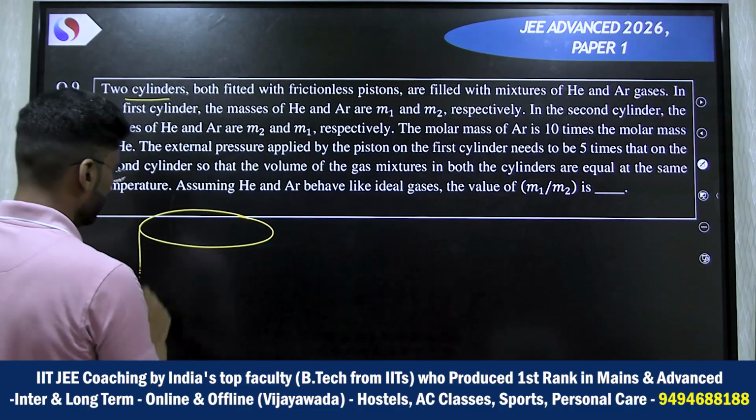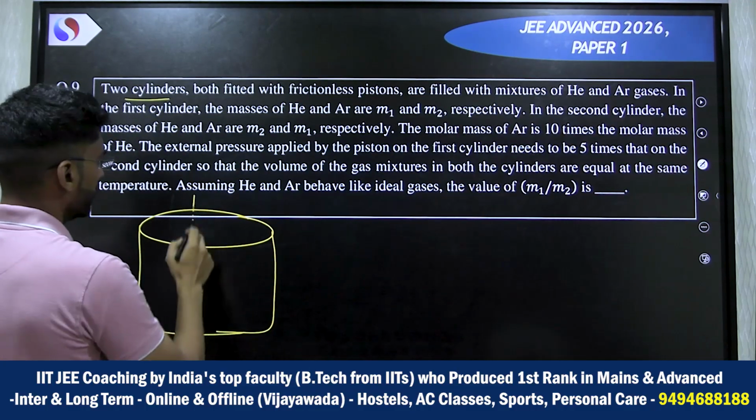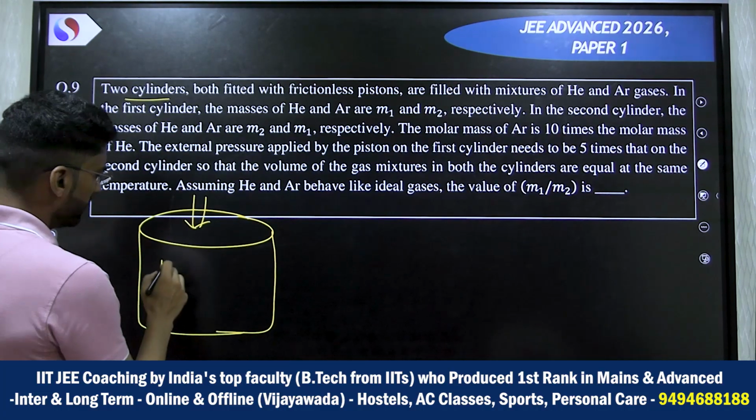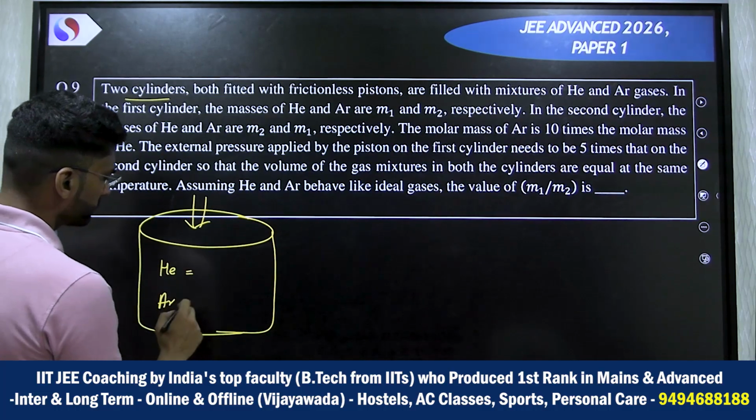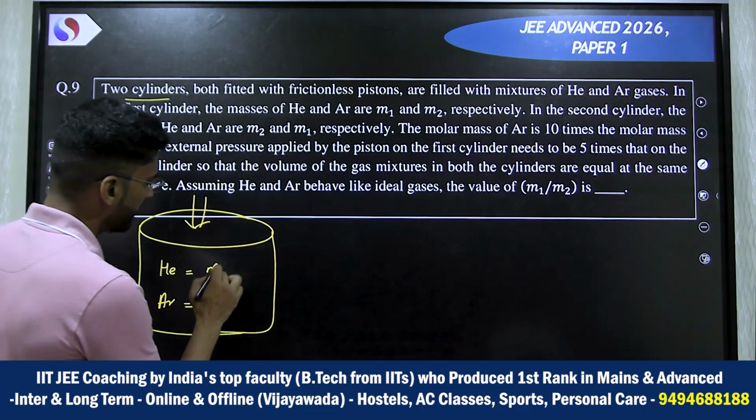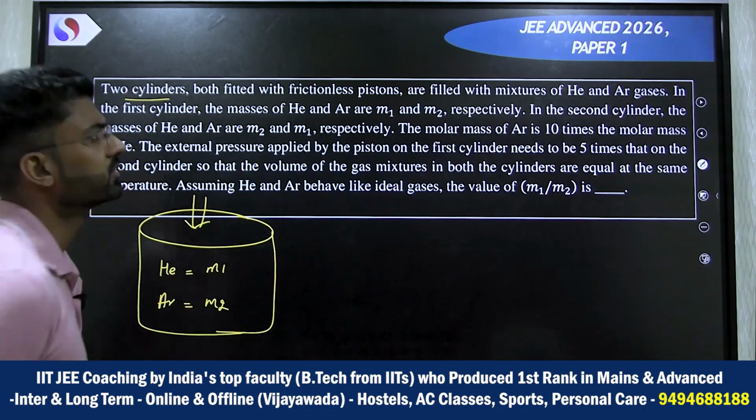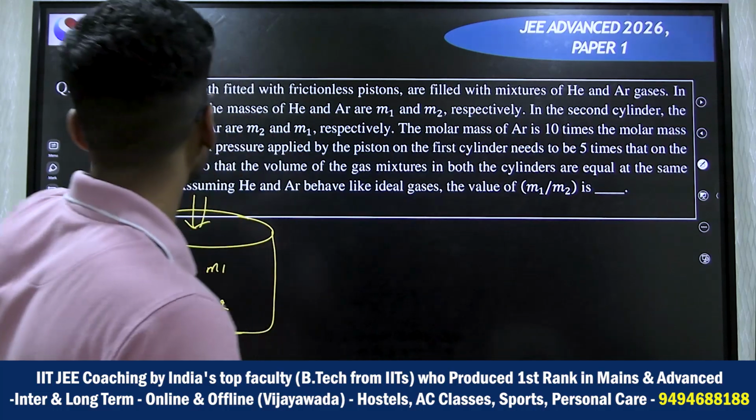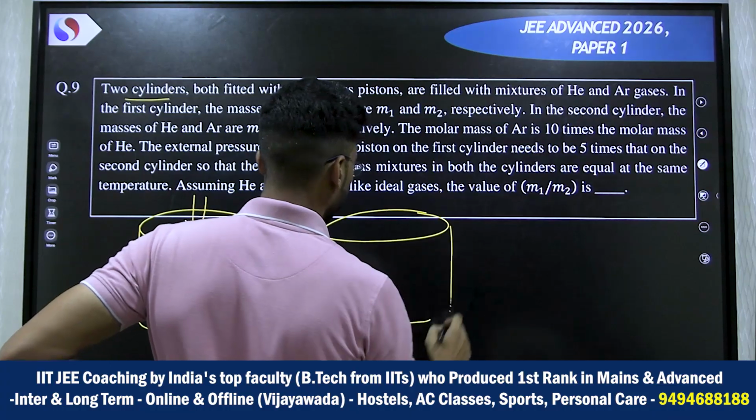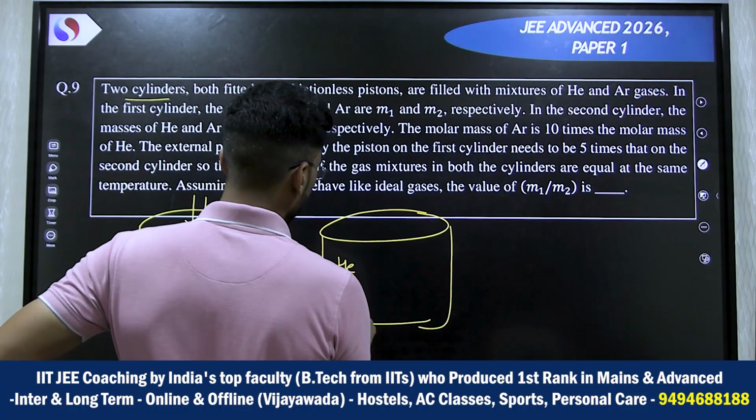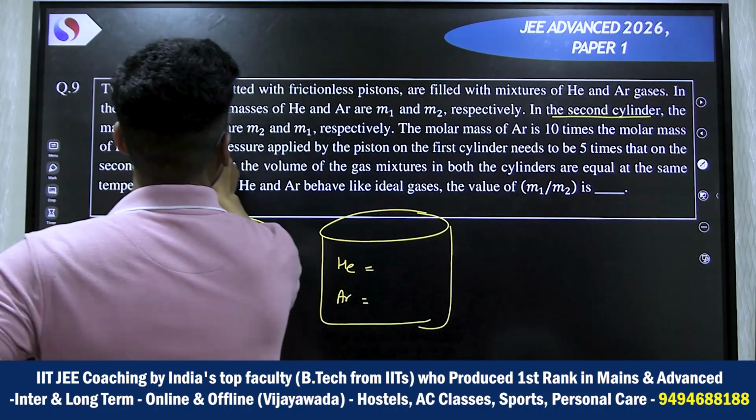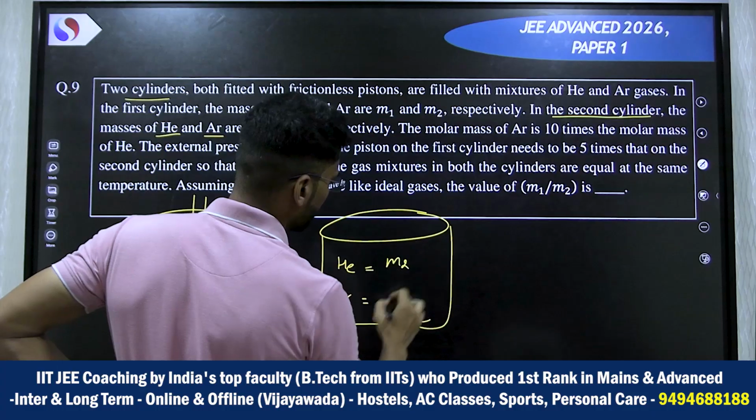So this is cylinder number 1. Here you have a frictionless piston with a mixture of helium and argon. This is helium, this is argon. In the first cylinder, the helium mass is m1, argon mass is m2. In the second cylinder, in this case also you have helium and argon, but the mass of helium and argon is, this is m2, this is m1.